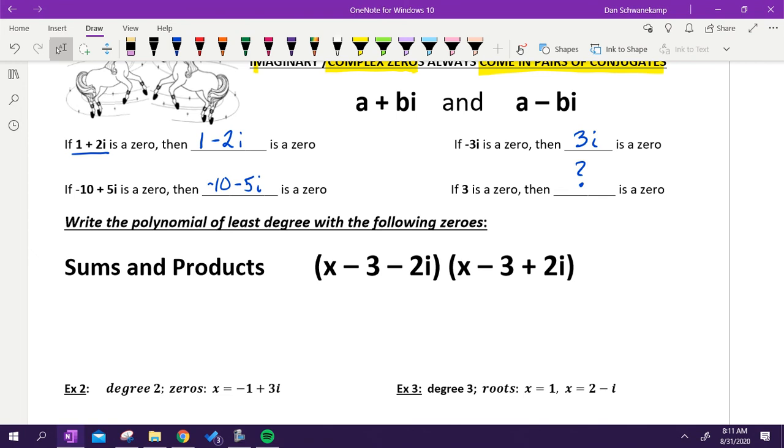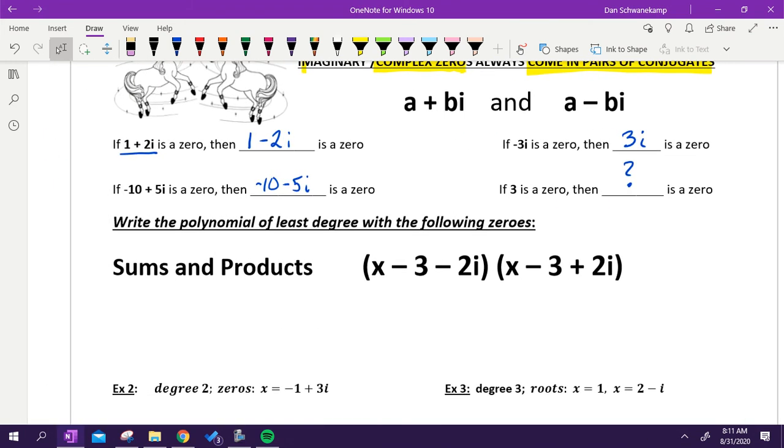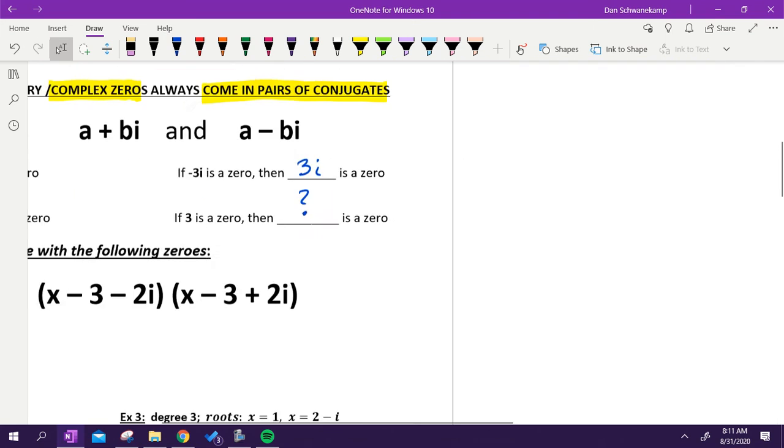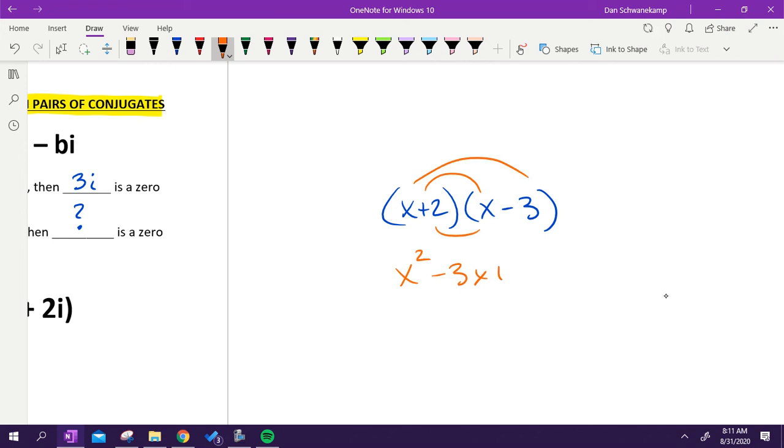There is a method to multiplying. Okay? It is called sums and products. It seems kind of fancy. Let me quickly remind you of this. You don't have to write anything down, but x plus 2 times x minus 3. If you were to FOIL this out, you would get x squared minus 3x plus 2x minus 6, which is x squared minus x minus 6. Everybody agree with me on FOILing?